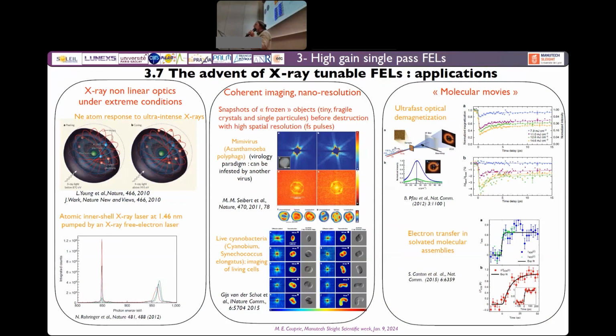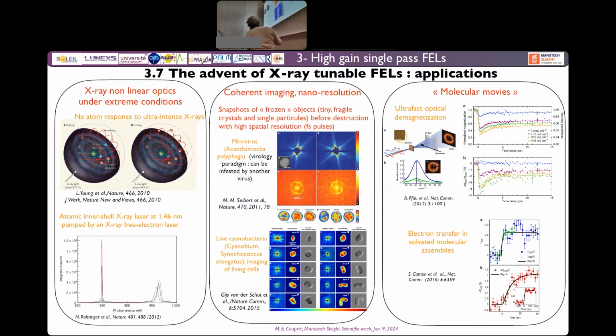So this is really a new domain that cannot be explored with another source than the X-ray FEL. Then there have been a lot of experiments of coherent imaging with nano resolution. So one can do snapshots of frozen objects, so tiny fragile crystals or single particles, before destruction, because the power is so intense that it can destroy the sample. But we have sufficient time to get the information and analyze it.